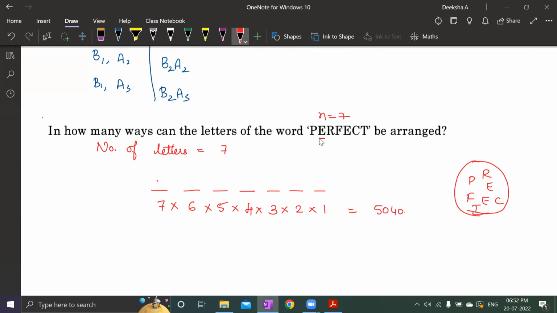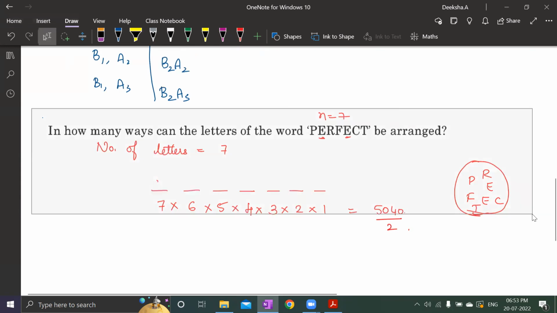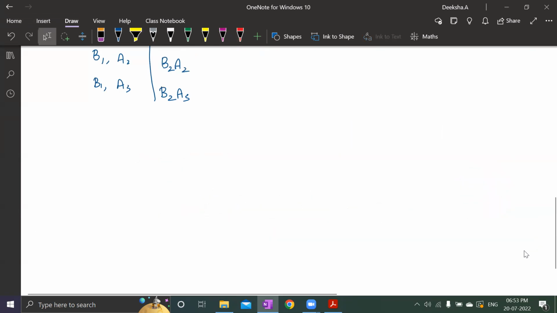And since E is repeating twice, we will divide by 2. So if you have not written this, then don't write it because it might be confusing. We will see it under different categories.